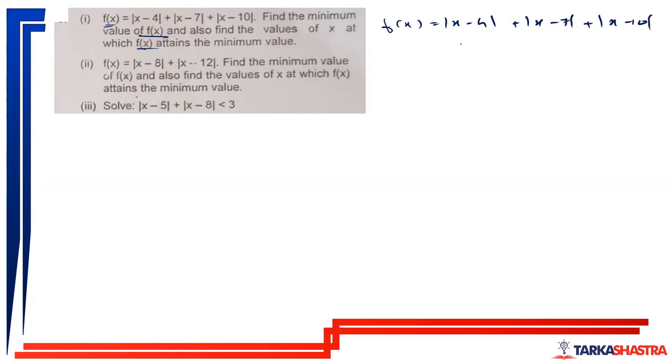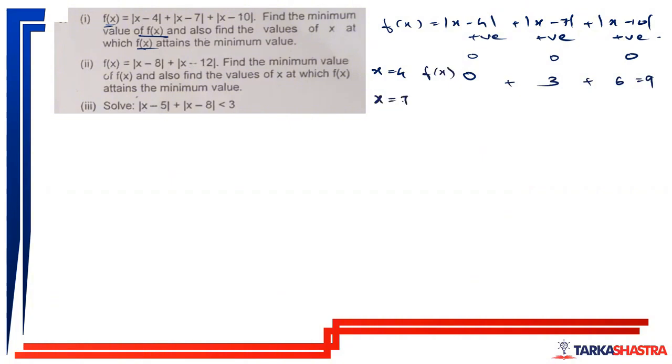Correct. Now all these are positive values. At any given point of time, any one of these mods will be equal to 0. So when I put x is equal to 4, the first modulus value will be 0, this is 3 and this is 6. Total is 9. This is your f of x.